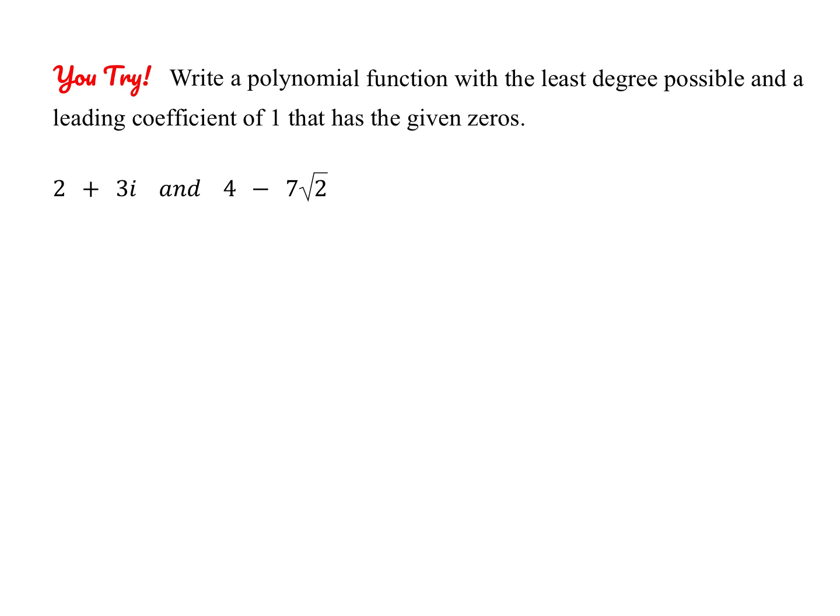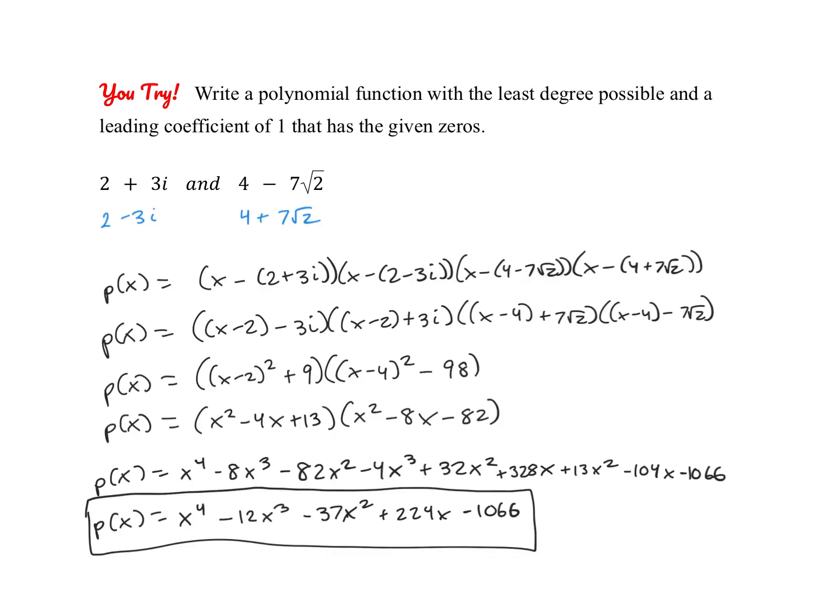All right, I have this last example for you to try on your own, so please pause the video and give it a try. Hit play when you are ready to check. All right, go ahead and check your work here. So again, if 2 plus 3i is a 0, so is 2 minus 3i, and if 4 minus 7 root 2 is 0, then so is 4 plus 7 root 2. So here's your 4 factors.